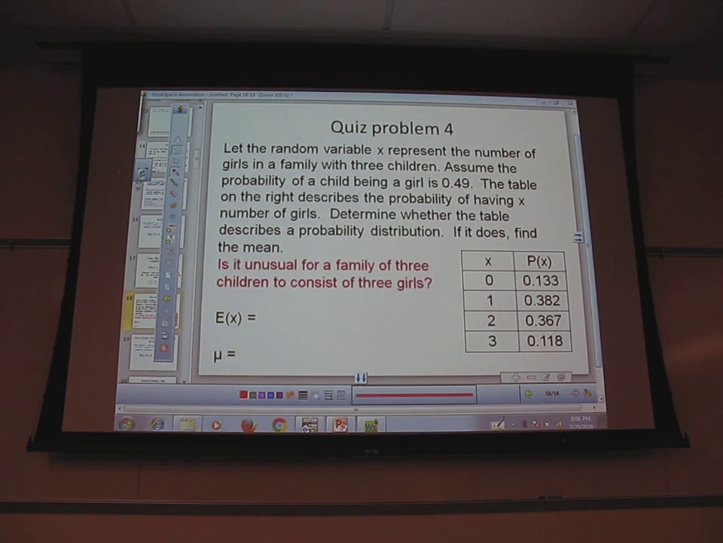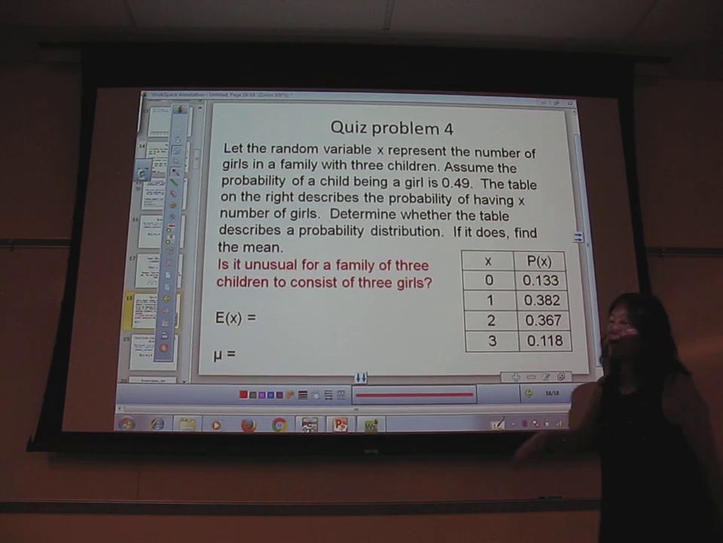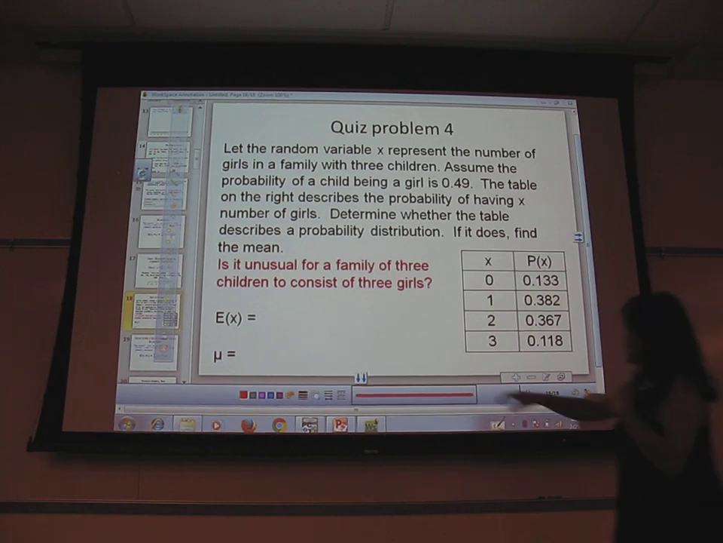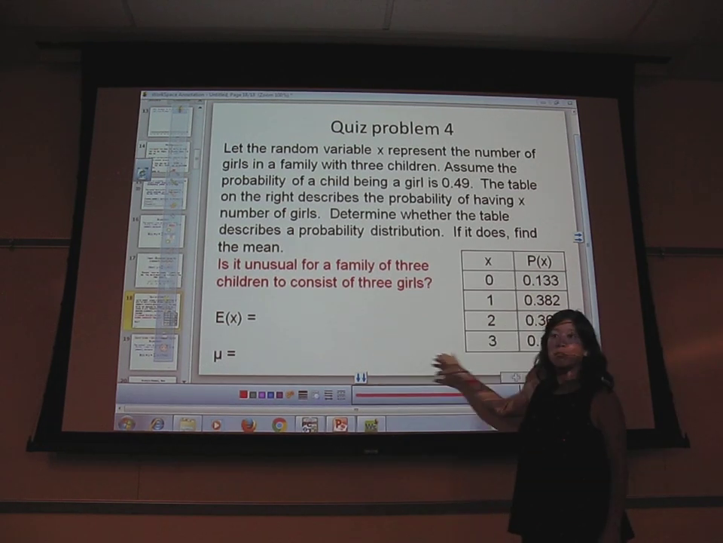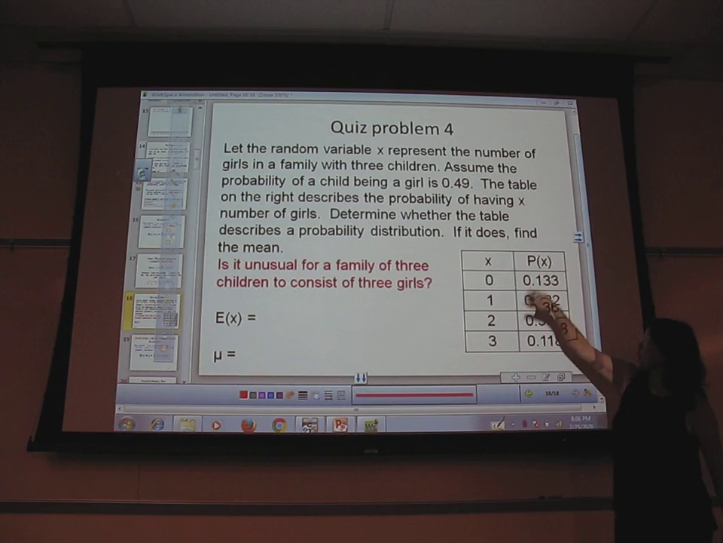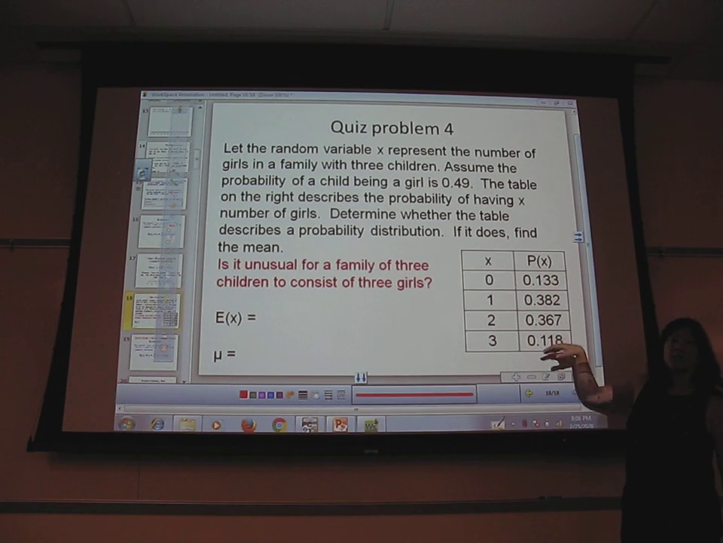Quick note. A second ago I had the x's here and the probabilities beneath them. It can also go this way. X is here and the probabilities to the side like this. You can see it either way. These are probability distribution tables.